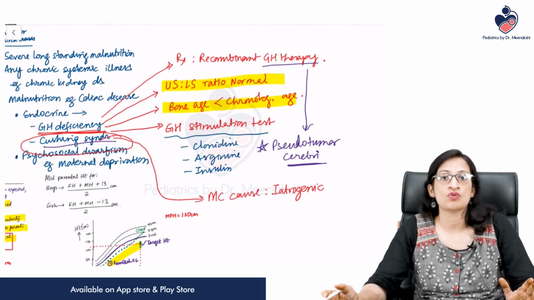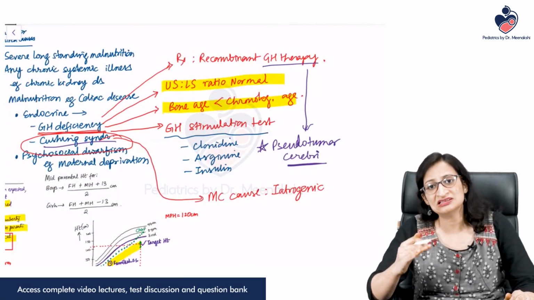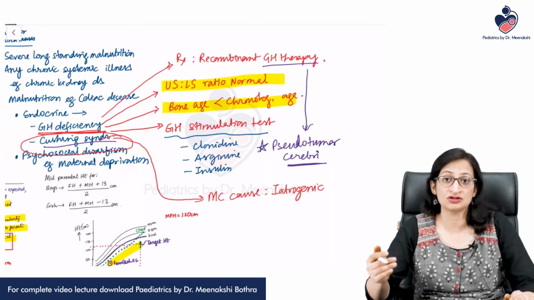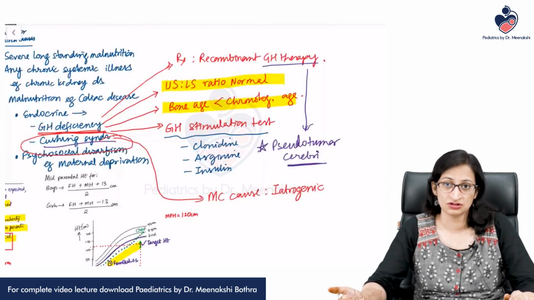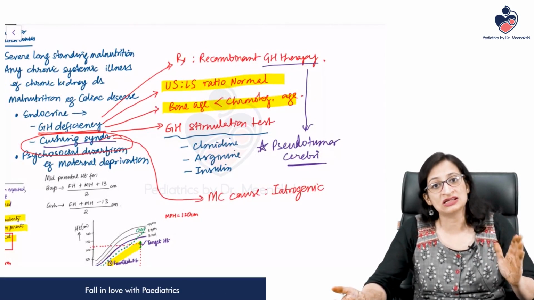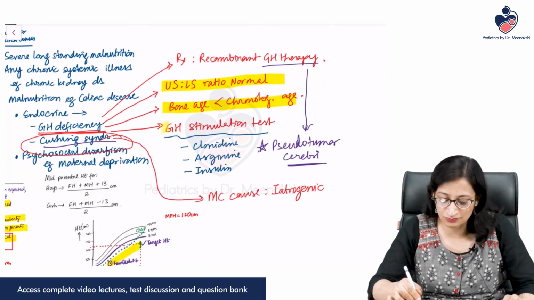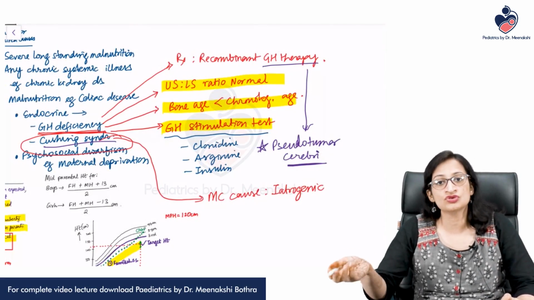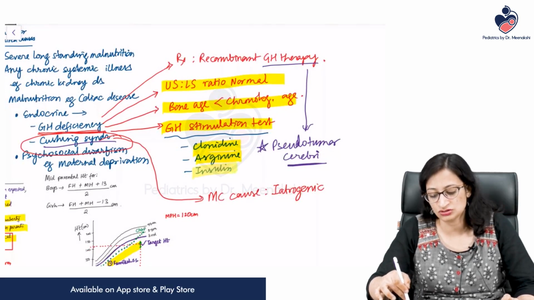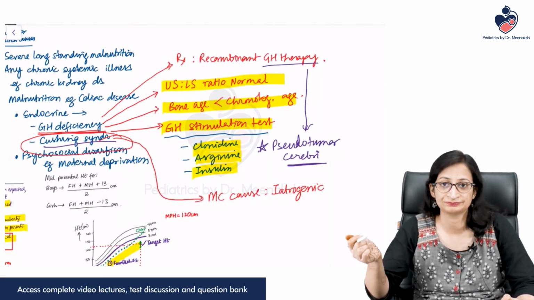And because growth hormone does not have a continuous secretion, it is released in spurts, a single estimation of the growth hormone level might not give us a true idea whether growth hormone deficiency is present or not. So, we need to do dynamic testing. Dynamic testing is required for growth hormone deficiency. So, we do growth hormone stimulation test, which can be done using clonidine or arginine or insulin. Any of these can be used, right?